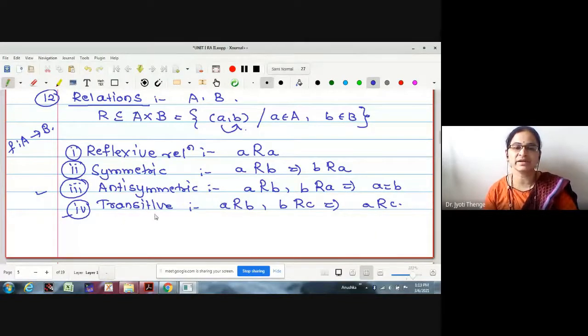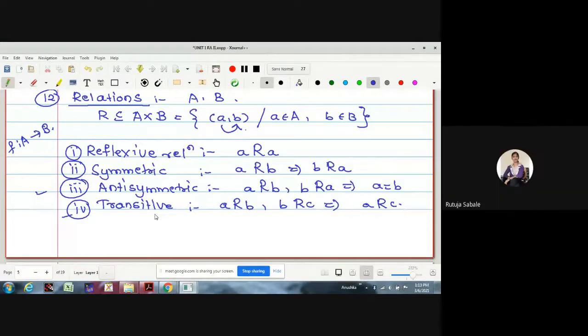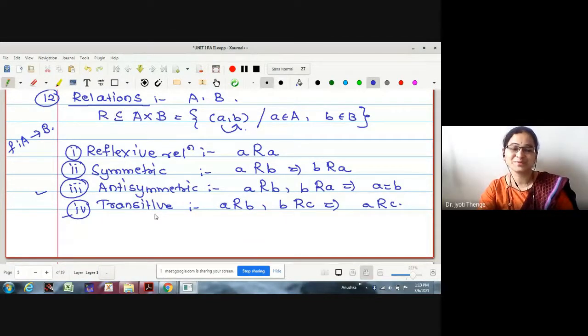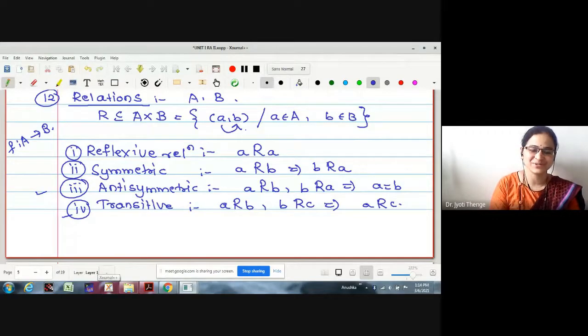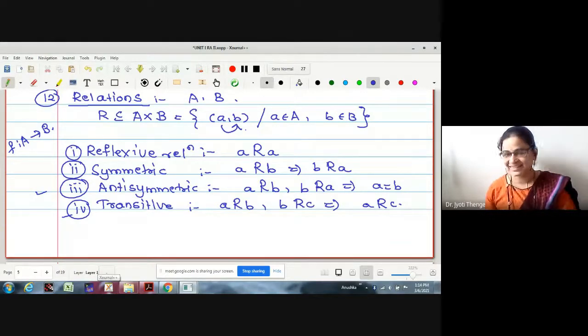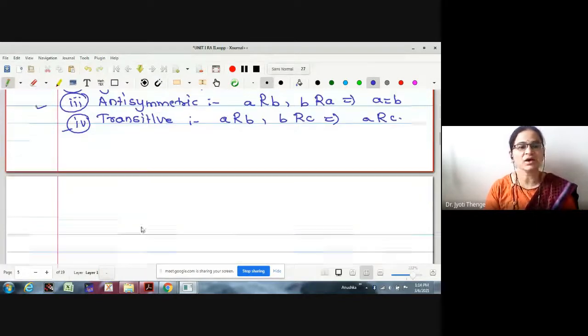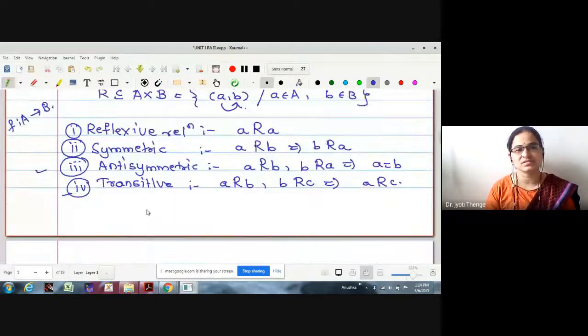What about transitivity? A is enemy of B, B is enemy of C, then A is enemy of C. Holds or not? Does not hold. A is friend of C. The enemy of an enemy is a friend, right? So this is just for your understanding that I have taken this example.